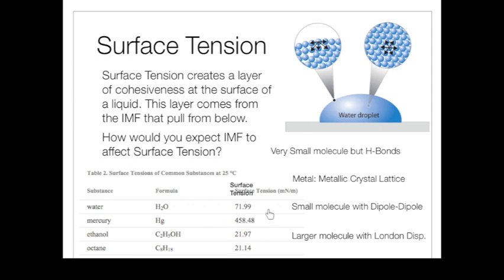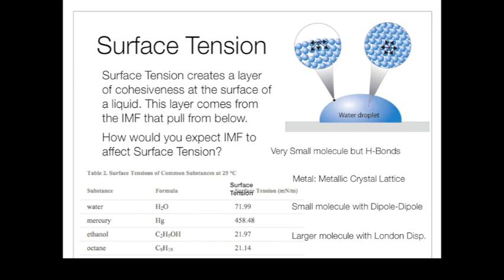Let's take a look at a data table down below where I have various substances and a measure of their surface tension. Now, surface tension is measured in newtons per meter, specifically millinewtons per meter. You don't need to know that. It's just a numerical value. But the numerical value will help us explain the presence of the intermolecular forces.